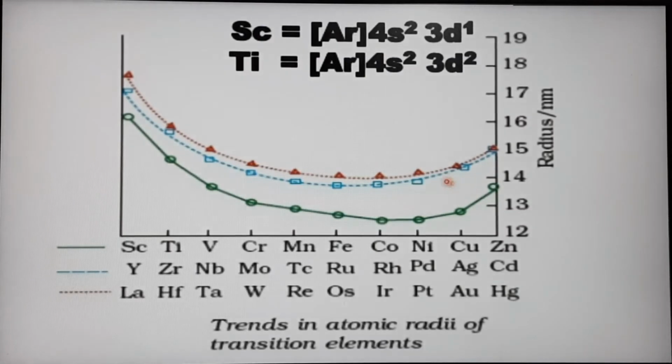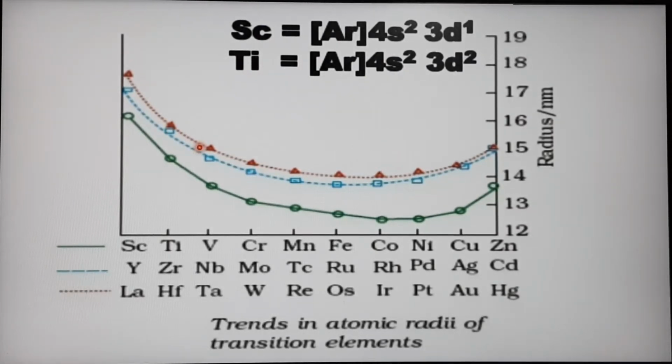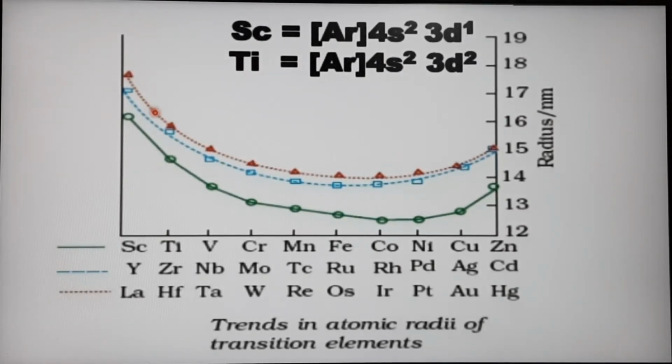Reason: see here in the graph, the red line indicates the 3d series, the blue line indicates the 4d series, and the green line indicates the next series. So these series are written here: the scandium series, the yttrium series and the third series. So here the variation in atomic radii with respect to transition elements is shown. It decreases and at the last it increases a little bit.